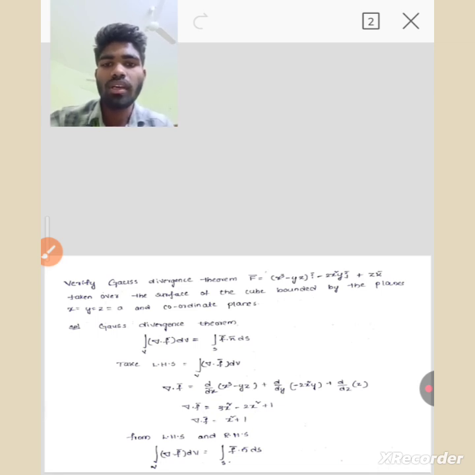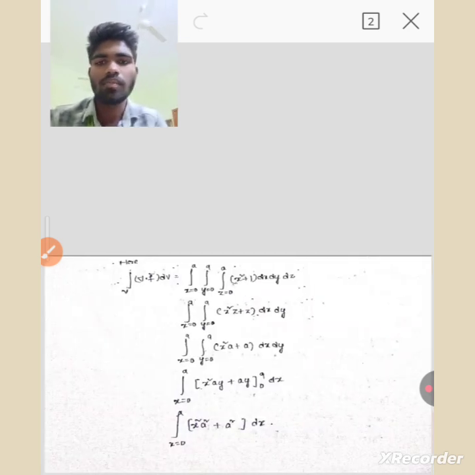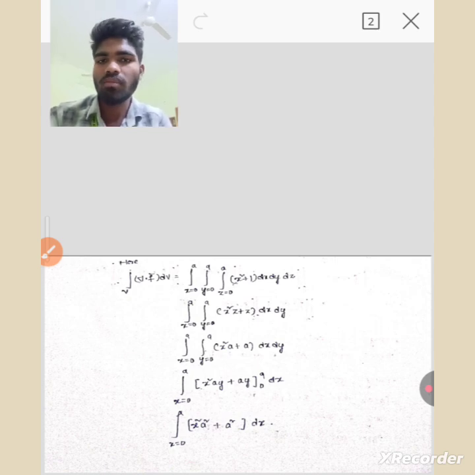We verify from LHS and RHS that integral over V of del dot F bar dV equals integral over S of F bar dot n bar dS. Then the integral over V of del dot F bar dV equals integral x equal to 0 to a, y equal to 0 to a, z equal to 0 to a of (x square plus 1) dx dy dz, which equals the integral over x equal to 0 to a and y equal to 0 to a of (x square z plus z) dx dy.